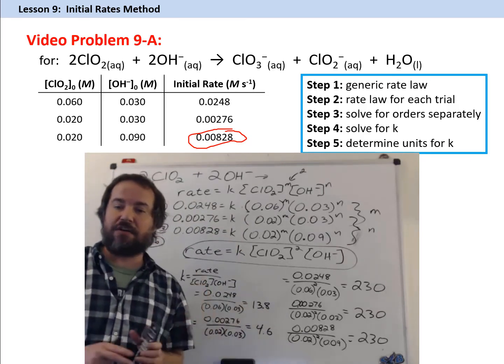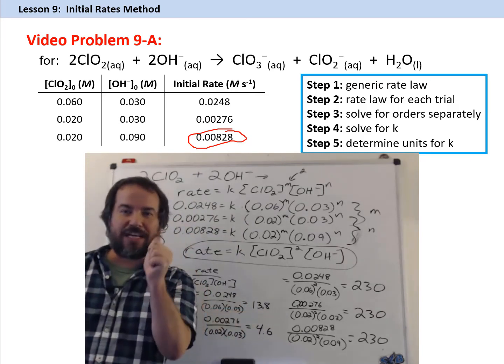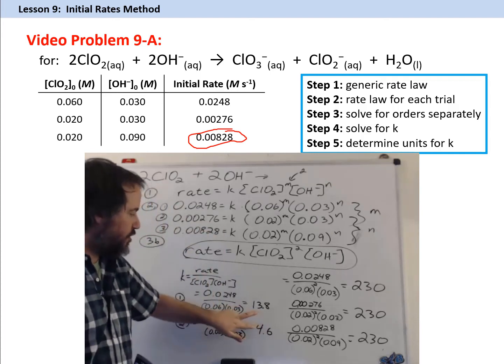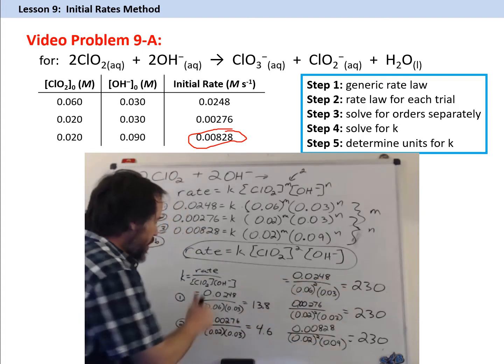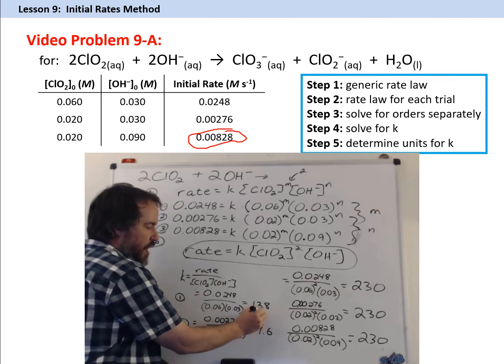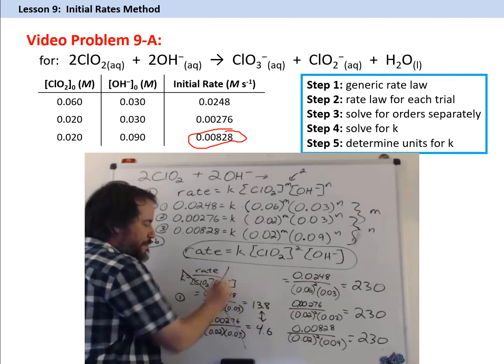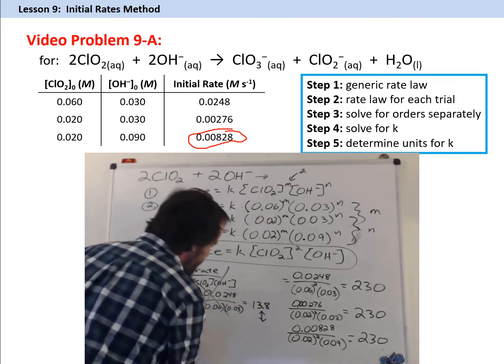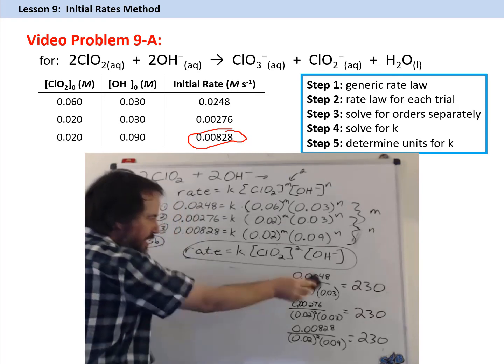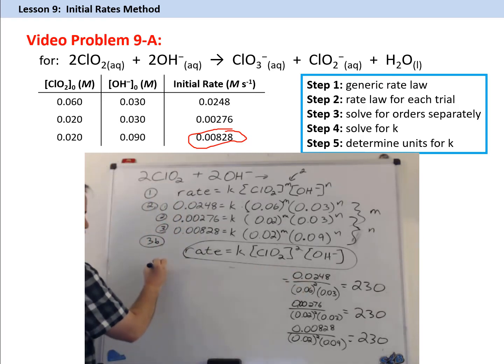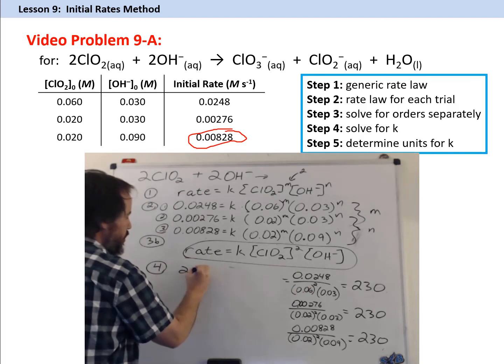I get different values for k. Remember what k is. K is a rate constant, so it should be the same. So if I get different values for the k, that's a sign that I messed up, okay? All right, but we got the same, so we're good. So that's step 4. We found out it's 230.